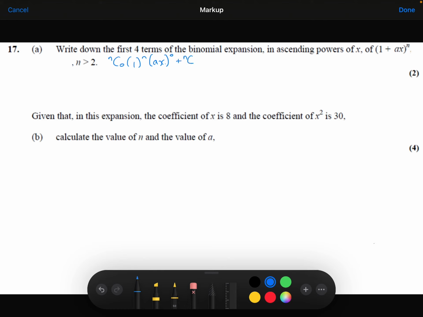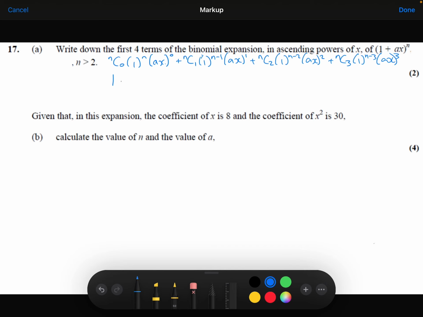Our second term will be nC1, 1 to the power n minus 1, (ax) to the power 1. Then nC2, 1 to the power n minus 2, (ax) squared. And then nC3, 1 to the power n minus 3, (ax) cubed. Those are my first four terms. I'm going to simplify each of those.